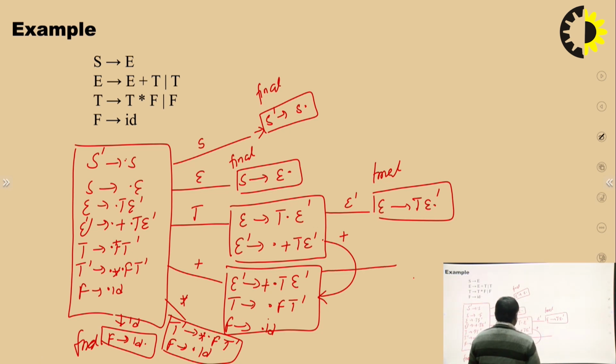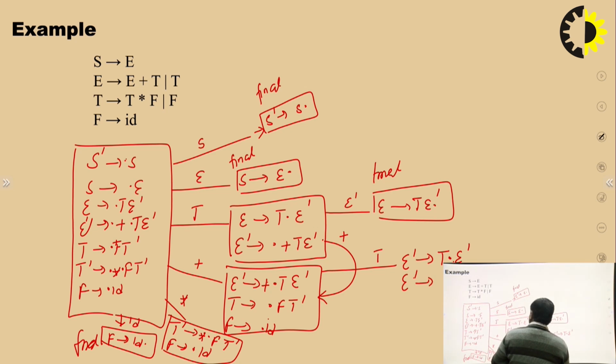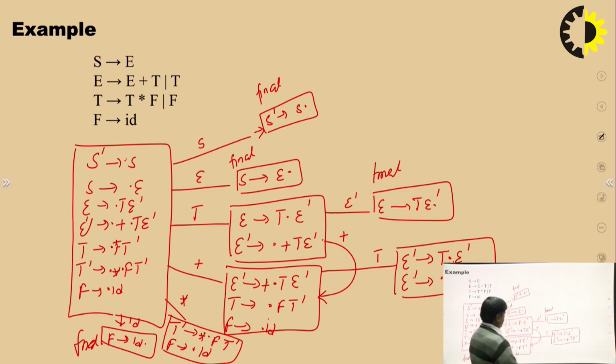Now, this is the T, E dash tends to T dot E dash. What is the next step? We should explore the production rule of the E dash. Now, what is the production rule of the E dash? That is very simple. E dash tends to plus T E dash. No need to further explore for this production. Now this is over. Now we need to explore the second one.